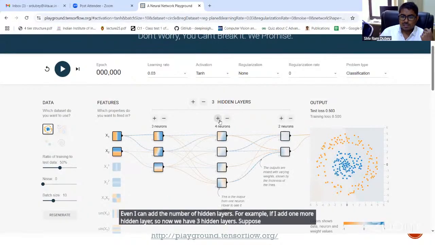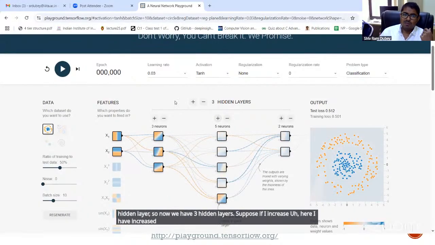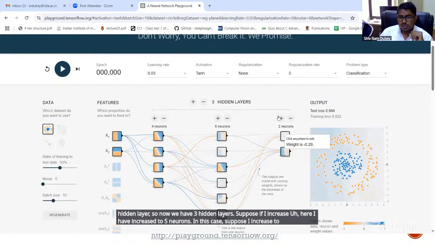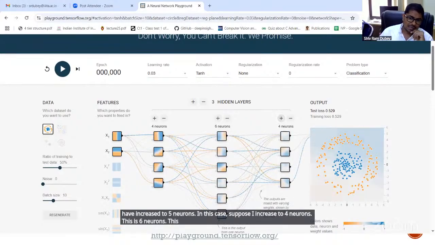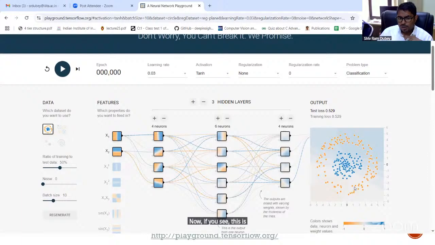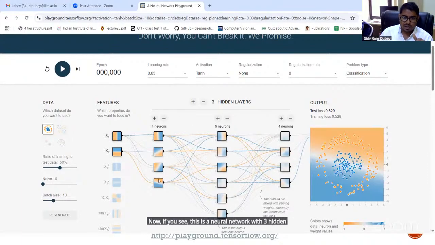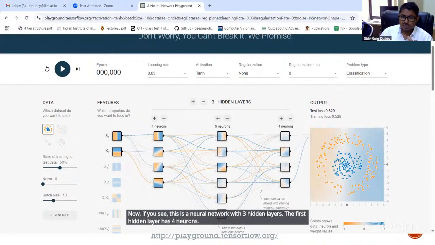Suppose I increase here to 5 neurons. In this case, suppose I increase to 4 neurons. This is 6 neurons. This one also, suppose I increase to 4 neurons. Now, if you see, this is a neural network with 3 hidden layers. The first hidden layer has 4 neurons, the second hidden layer has 6 neurons, the third hidden layer has 4 neurons.